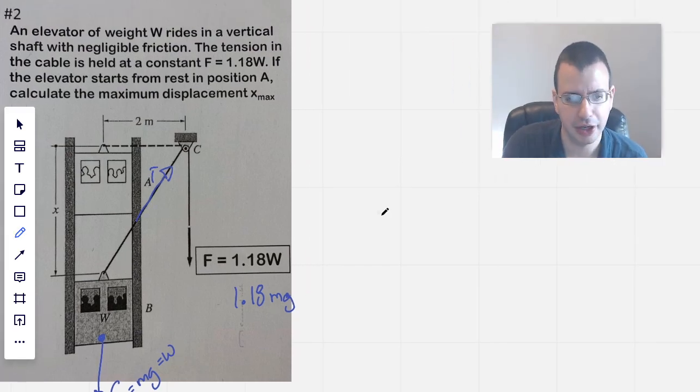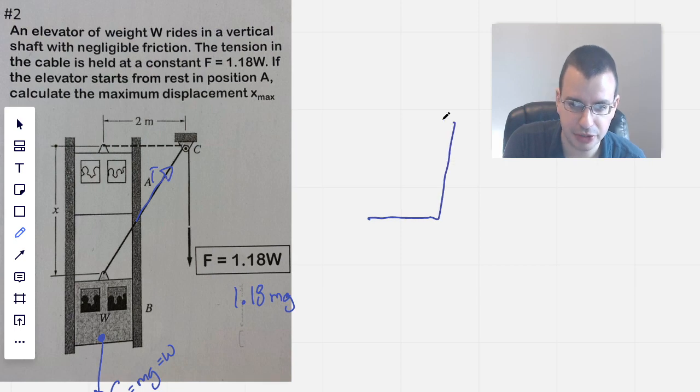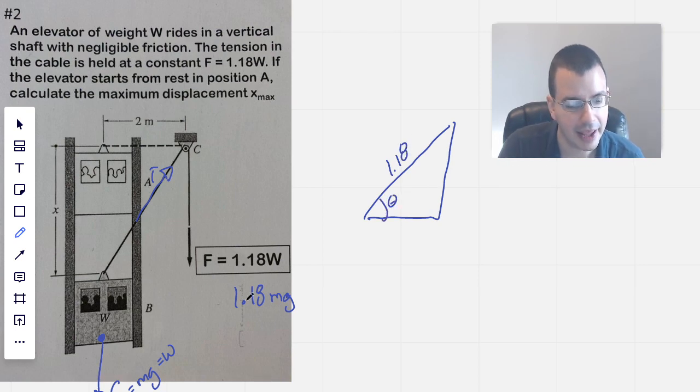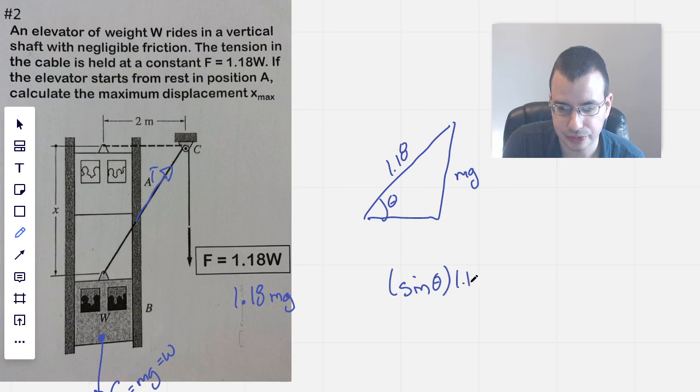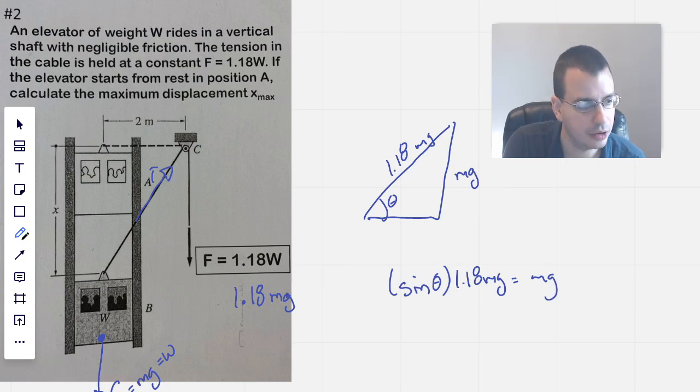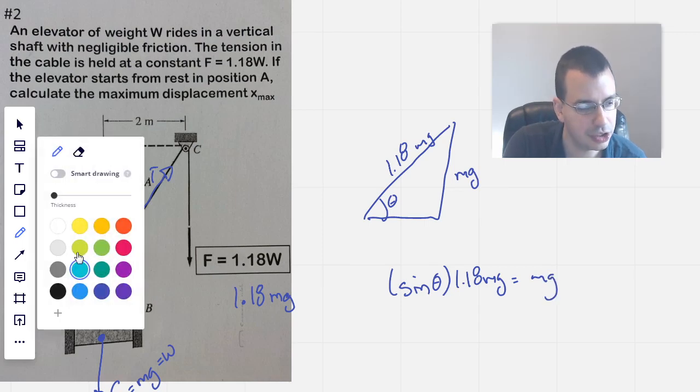So I'm going to draw a triangle. Like all good physics problems, it starts with a triangle. So the tension is going to be 1.18 mass times gravity here. We're going to have some sort of theta right there, and this side is going to be mass times gravity. So if we look at this, we do sine of theta times 1.18 mass times gravity, and that will equal mass times gravity. Then we get the canceling.